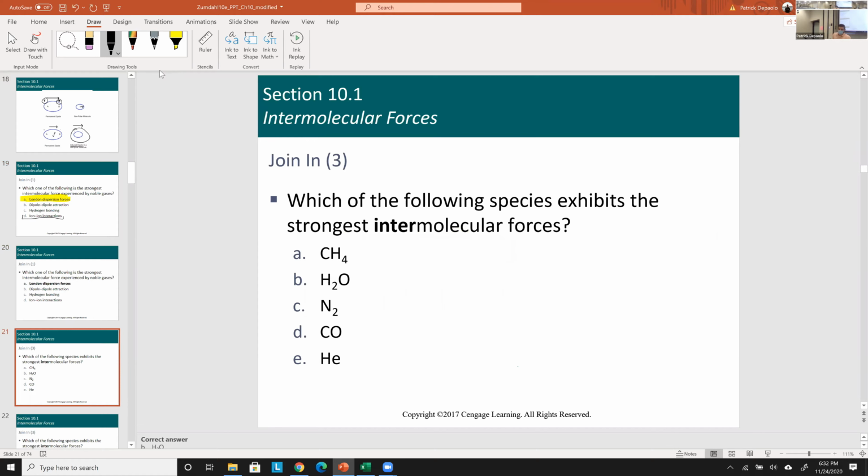Okay, next one. Which of the following species exhibits the strongest intermolecular forces? So I'll give you a second and then we'll go through each one.